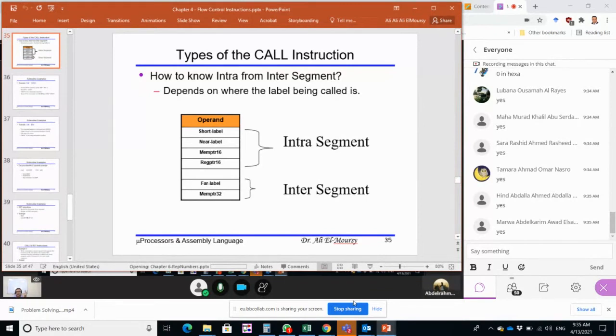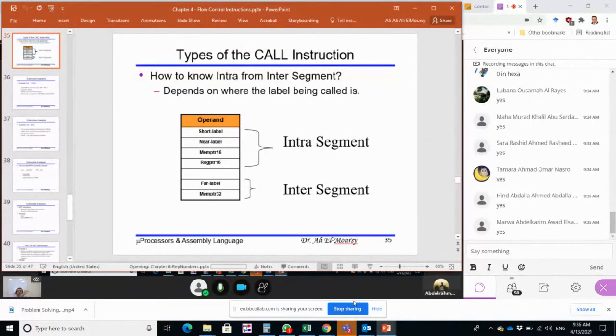Call is doing two things. First, it pushes the current IP address into the stack. This is the first operation. The second operation is it jumps to the target IP address, in order to execute the jumping or the calling for the subroutine.